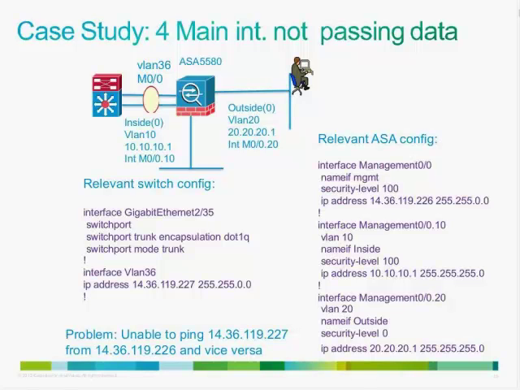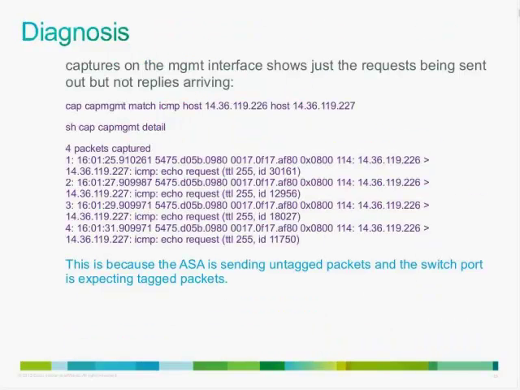So the problem here is we're not able to ping the SVI that we have configured on the switch from the ASA's M0/0 interface. So how do we troubleshoot that? Again, the basic steps, right? We do the captures on the management interface. We see packets leaving because we're trying to send the ICMP ping from the firewall towards the switch. Those ICMP request packets, as you can see, are leaving the firewall, but no replies are coming back. And you can also see that the ASA is sending untagged packets. There is no VLAN tag on this packet.